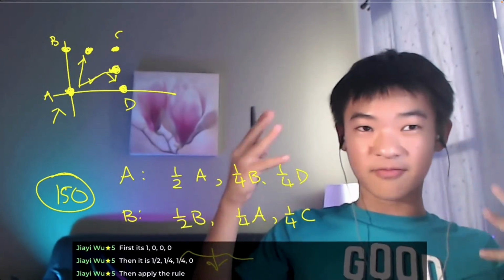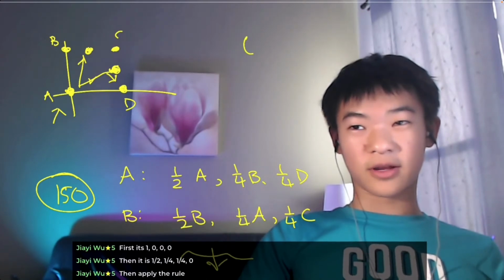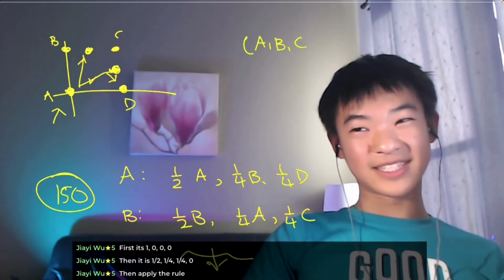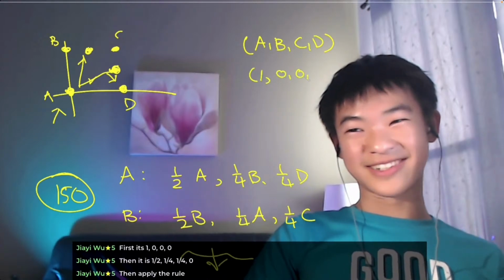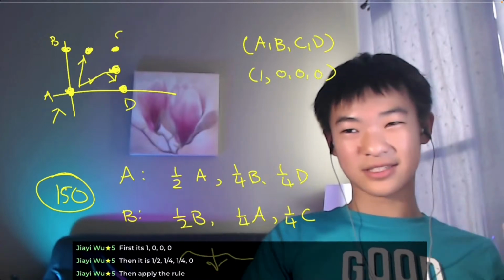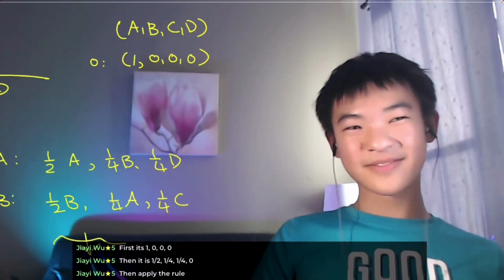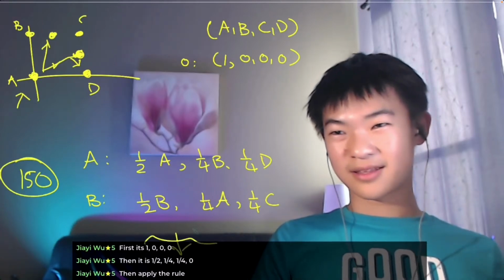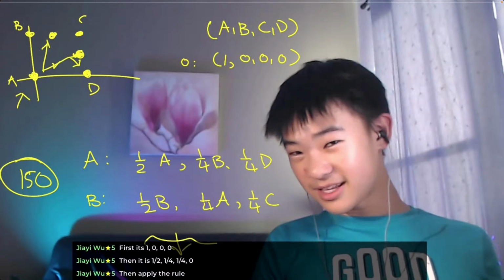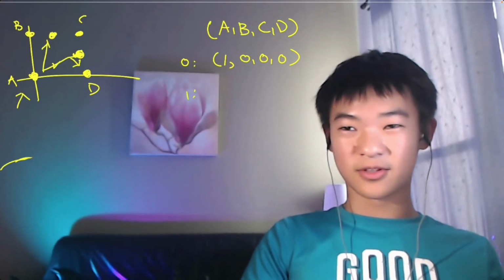So the probability of being at the square on move 1 for an ordered quadruple A, B, C, D, that's 1, 0, 0, 0. Because on move 0, there is a 100% chance that you are on A. And then on move 2, the things start to become random.